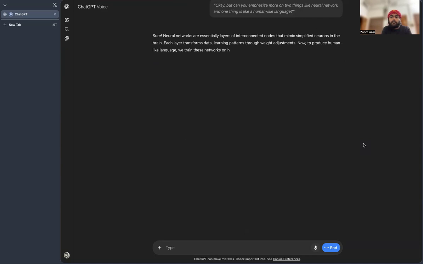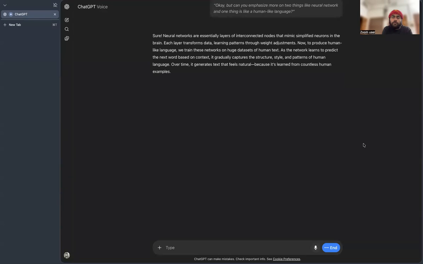Now, to produce human like language, we train these networks on huge data sets of human text. As the network learns to predict the next word based on context, it gradually captures the structure, style, and patterns of human language. Over time, it generates text that feels natural because it's learned from countless human examples.